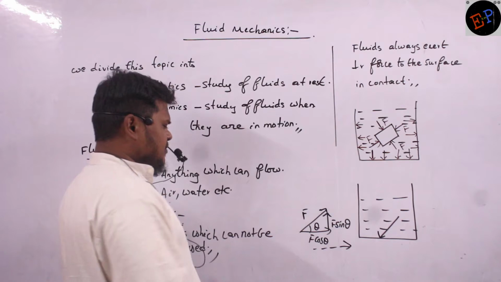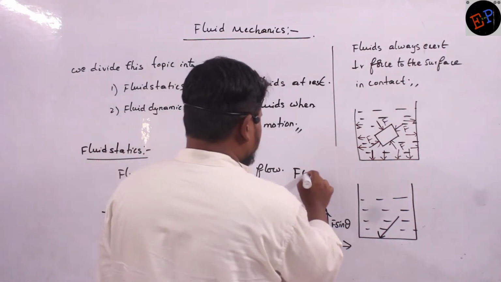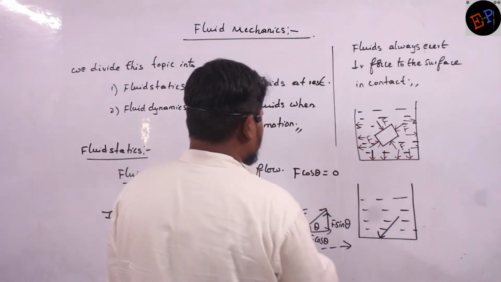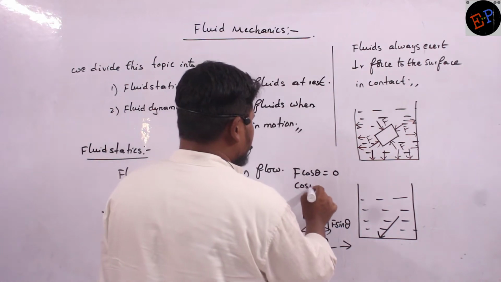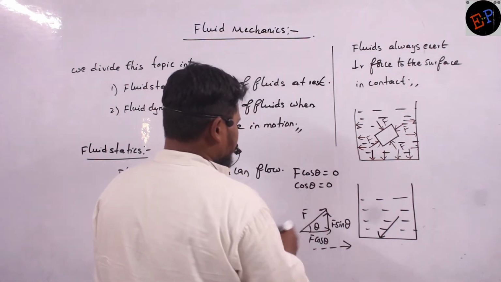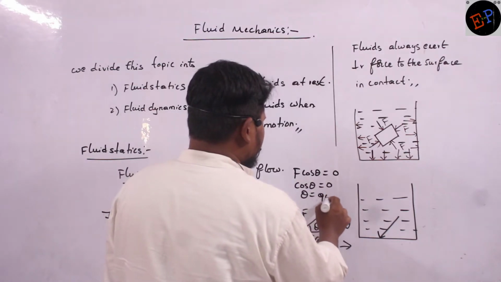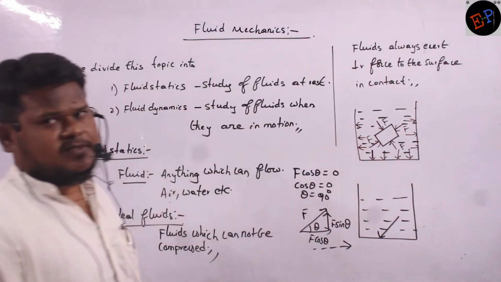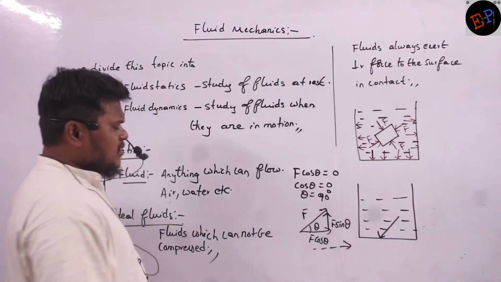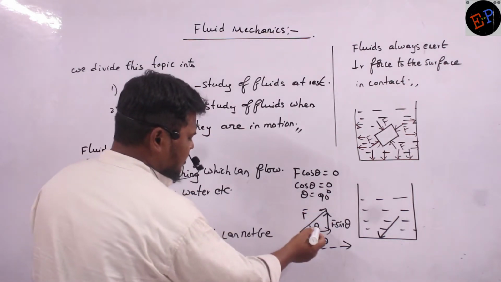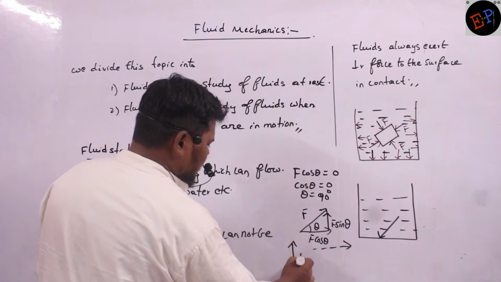So if F cos theta is 0, then it means that cos theta is also 0. So it also means that theta is equal to how much? Theta is equal to 90 degrees. This is what we understand. So theta is equal to 90 degrees means what? This force cannot be like this. This force should be like this.